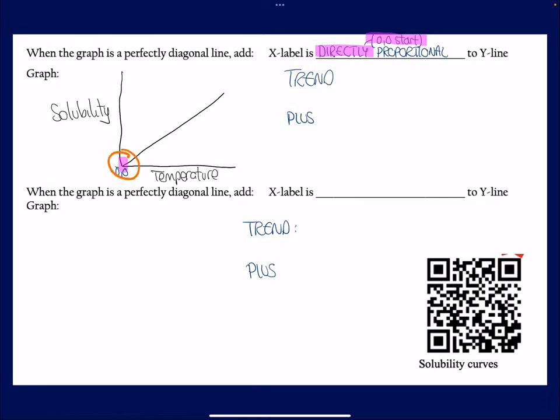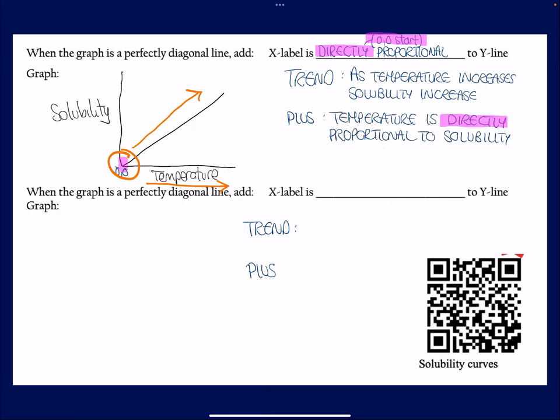So now we have our original trend, which was what happens as temperature increases. So as temperature increases, in this case, our solubility is increasing. But now, because we have this line perfectly diagonal starting at 0, 0, we can now also say it this way. So that would be worth 2 ticks on your paper. Temperature is directly proportional to solubility is how we say that line starting at 0, 0.